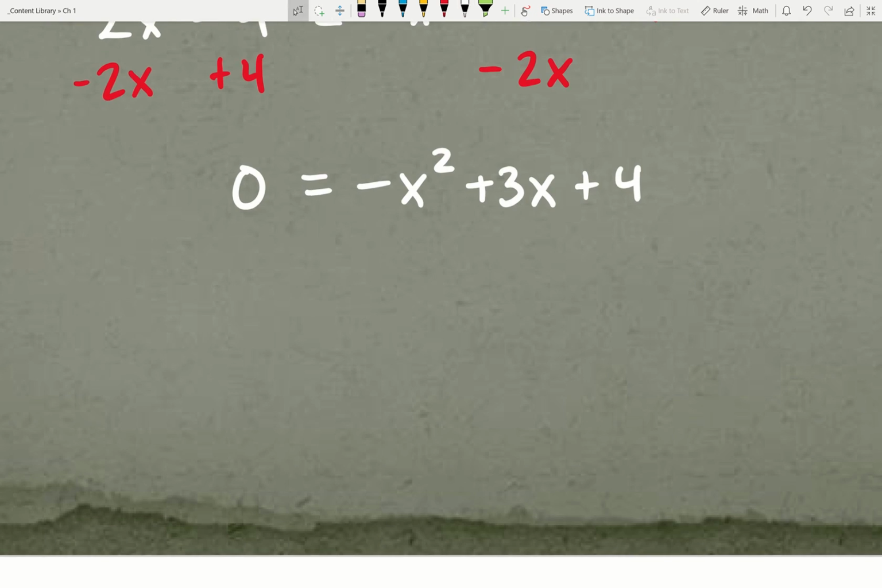And then before you solve this polynomial, you want to see if it factors. And so what we always need to look for is a greatest common factor. Here, that is going to be a negative 1.